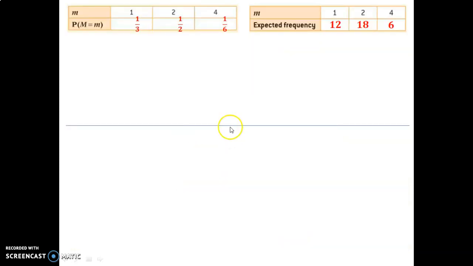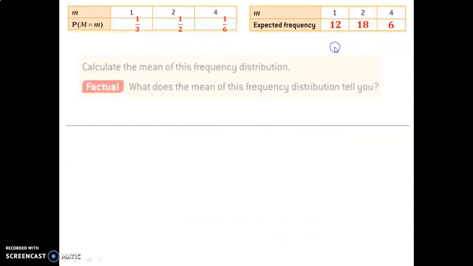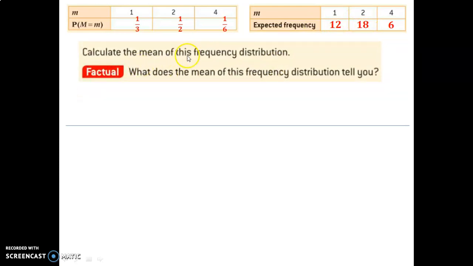Okay, let's continue. So now we have the probability distribution table and now the expected frequency table for 36 rolls. So question, calculate the mean of this frequency distribution. So of this one here, calculate the mean. How would you find the mean value? Think about that. Remember when you had expected frequencies, we say a 1 occurred 12 times, and a 2 occurred 18 times, and a 4 occurred 6 times. So how would you find the mean there? See if you can remind yourself. And what does this mean represent?